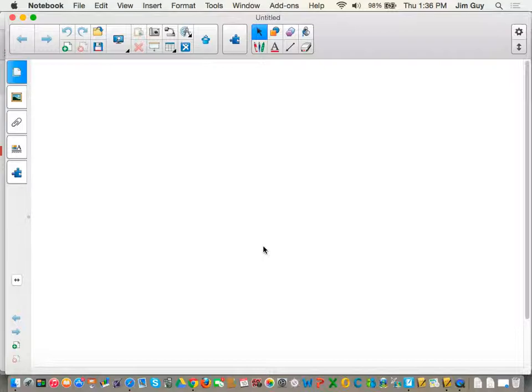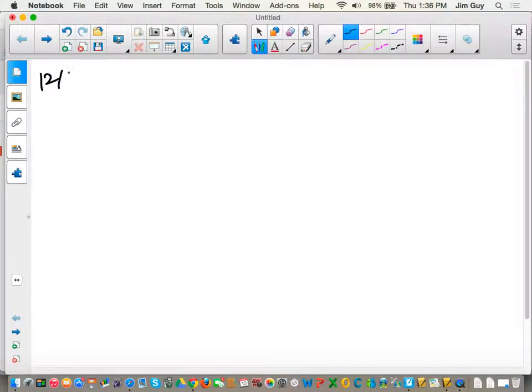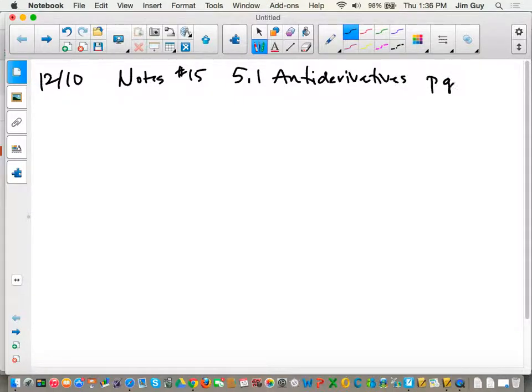So, this is notes number 15. 5.1 antiderivatives. Page 336.